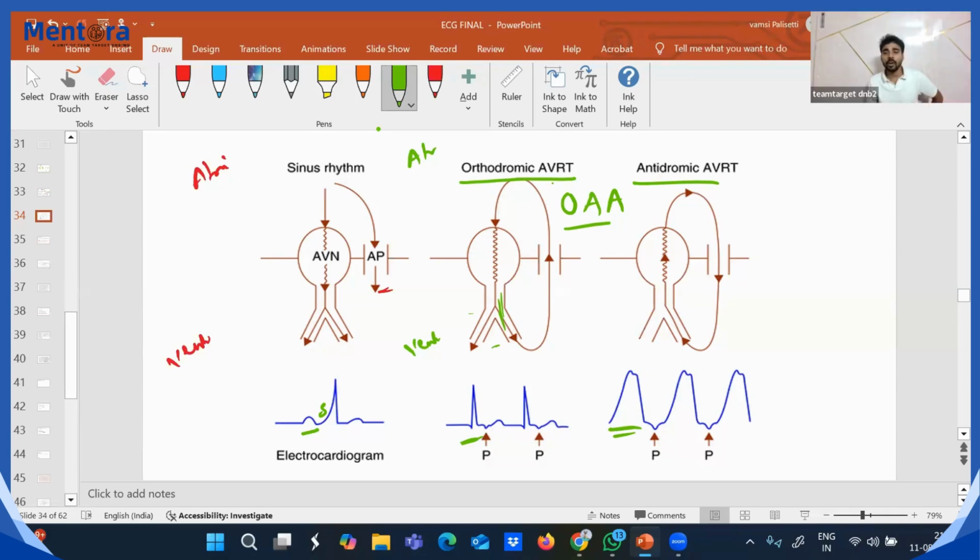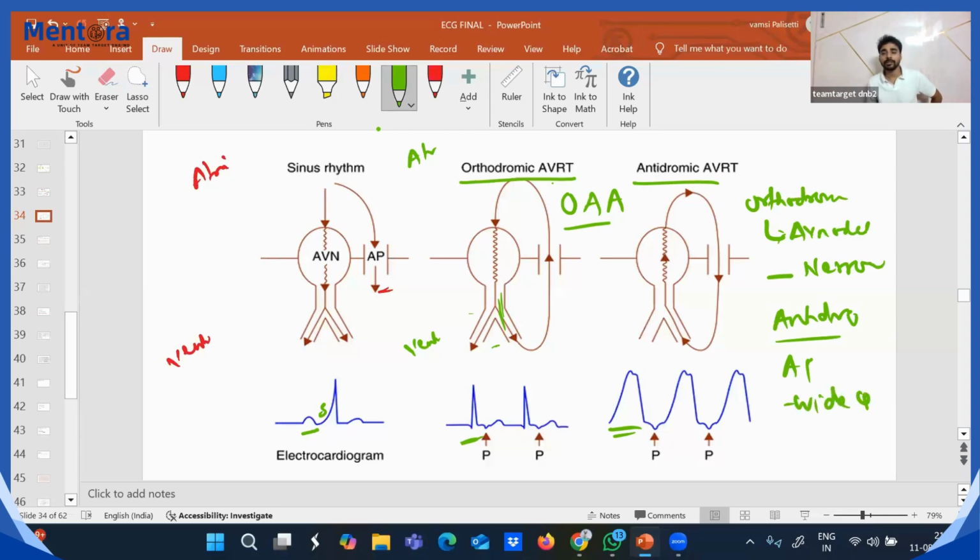That's it I want to mention. So the only thing is, in the orthodromic pathway, the impulse travels from atria to ventricle via the AV nodal route, so you have a narrow complex QRS. But in the case of the antidromic pathway, the impulse travels via the accessory pathway, so that's why you'll have a wide QRS.